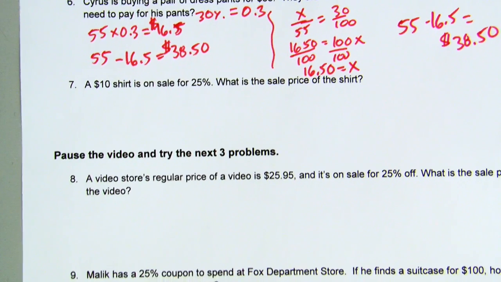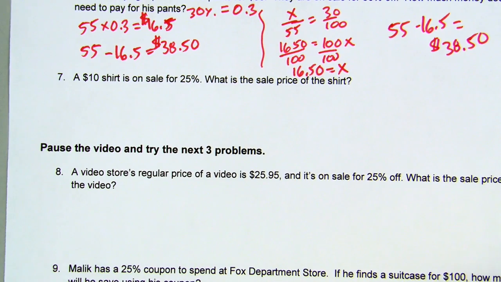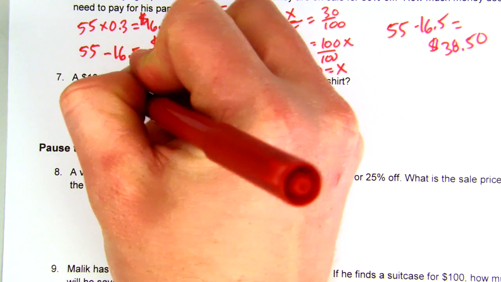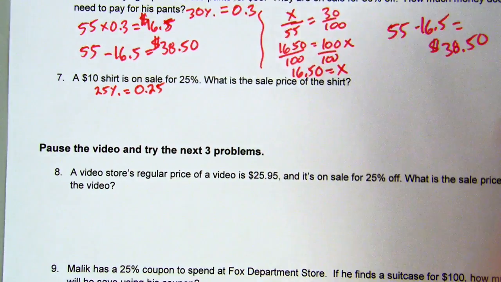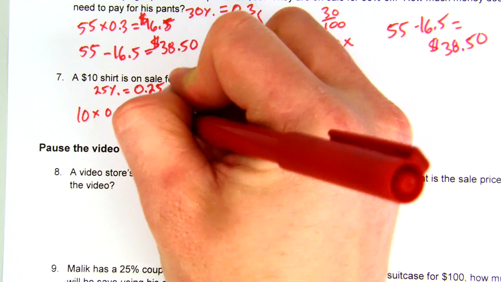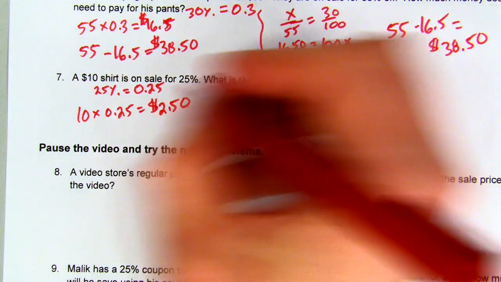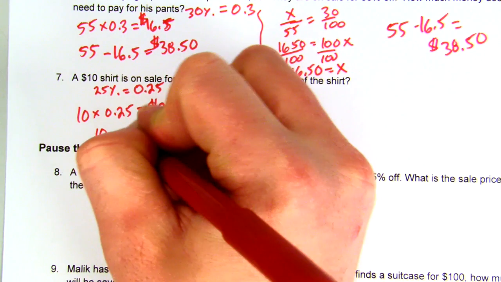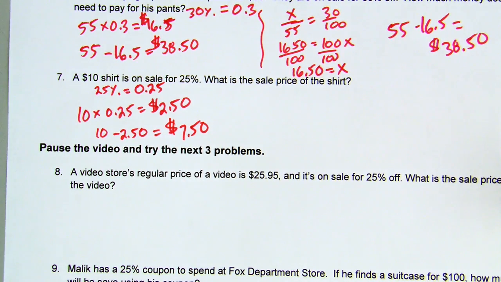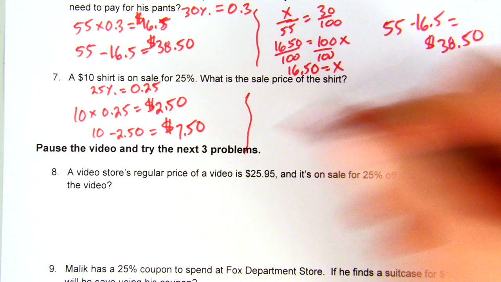Alright, number 7. We have a $10 shirt that is on sale for 25% off. What is the sale price of this shirt? So we're going to take our 25%, and that is equal to 0.25. Do 10 times 0.25, and it is $2.50. And I do $10 minus $2.50. It's equal to $7.50. Okay, so the sale price is $7.50.